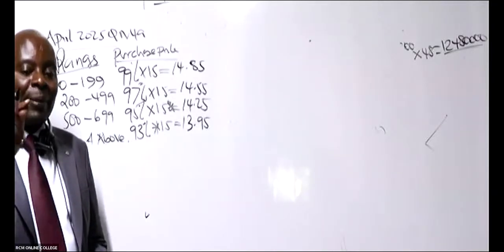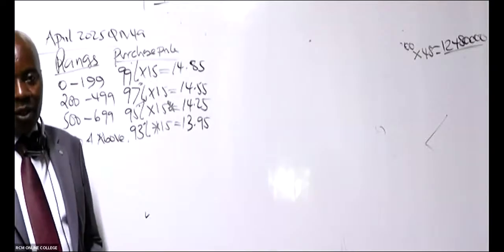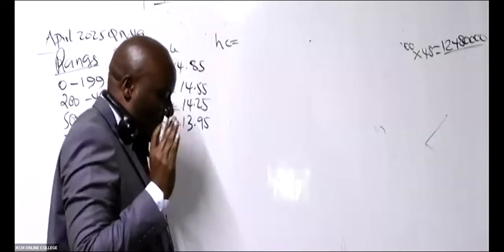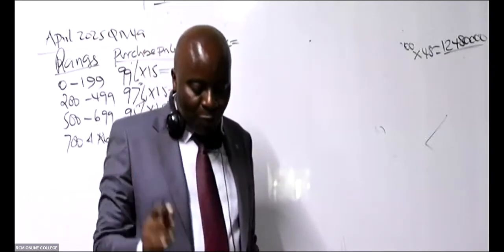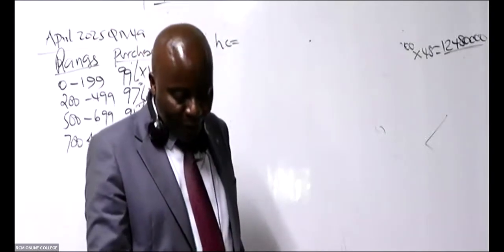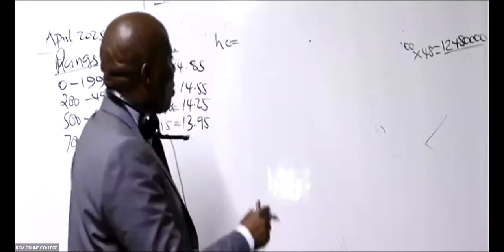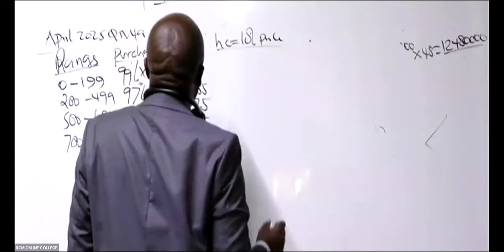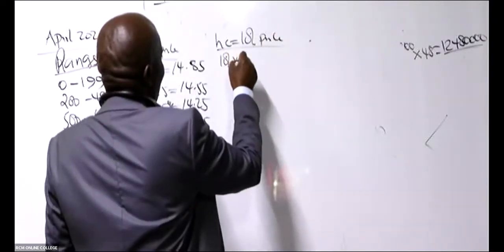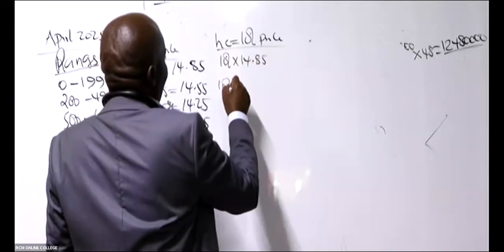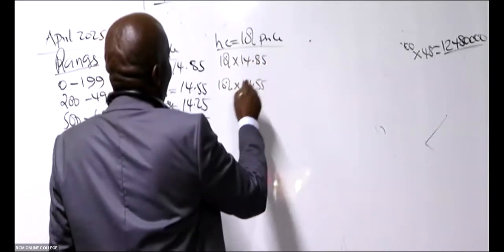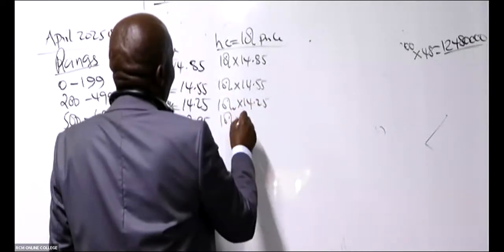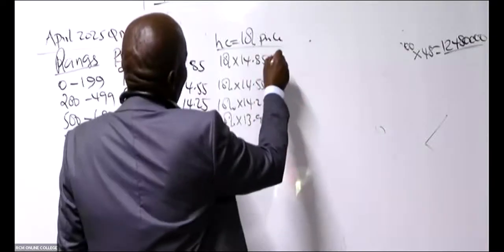You see, holding cost is a percentage of the price. So first of all, I'll give my examiner the holding cost. Are you able to see the percentage of holding cost? Holding cost percentage is what here? It is 10%. So 10% of the price. So we start from here. This will be 10% of 14.85. 10% of 14.55. We have here 10% of 14.25. We have 10% of 13.95, like that.